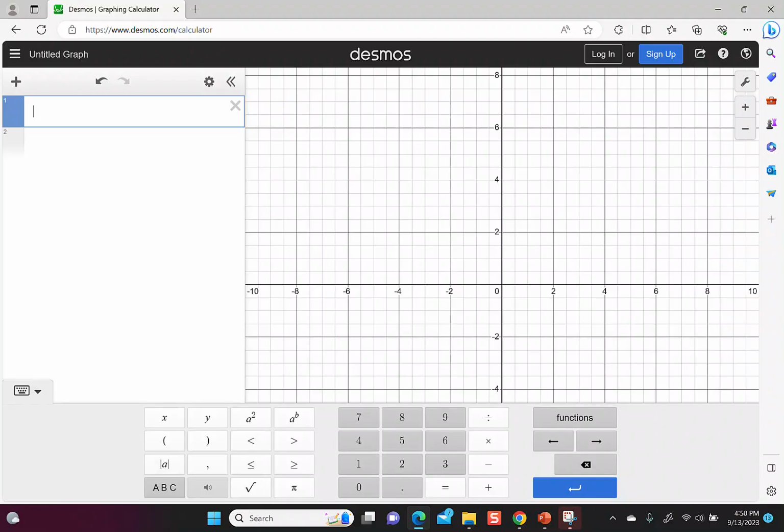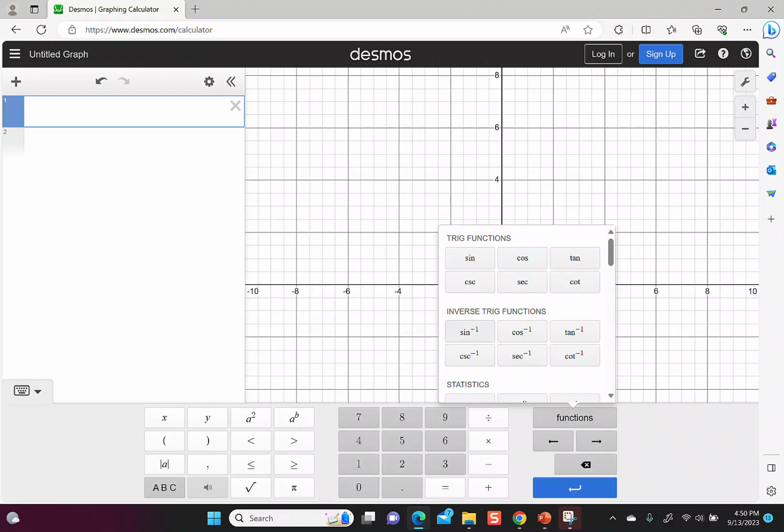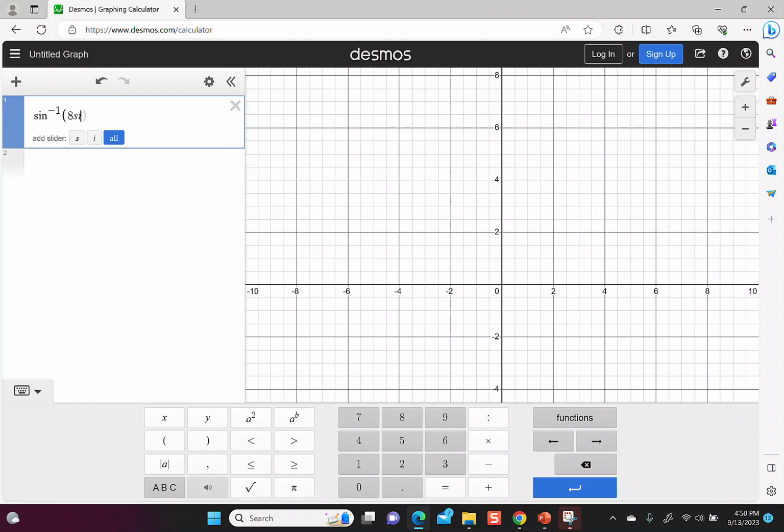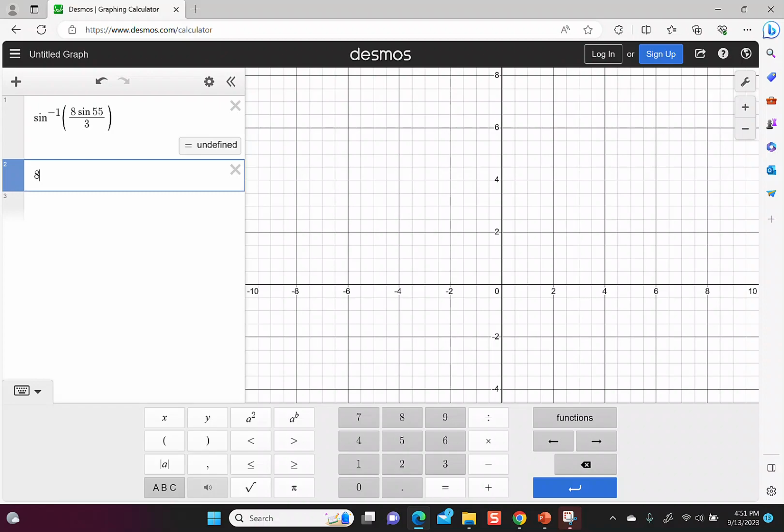In our calculator, we're going to pull up sine inverse of 8 sine 55 divided by 3, and it says undefined. Let's look at that a little closer. Let's look at the 8 sine 55 over 3. Notice that it gives us a value of 2.18. Sine only goes from -1 to 1, so getting this value of 2 means that I can't find the sine inverse, which is why it's undefined. This case tells me that I have no triangle.